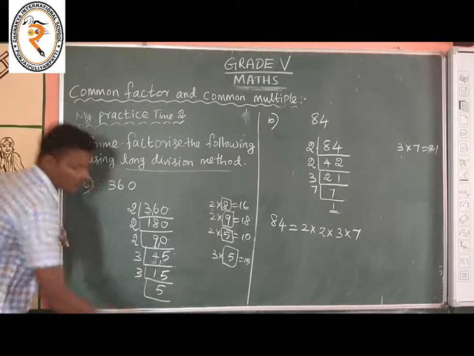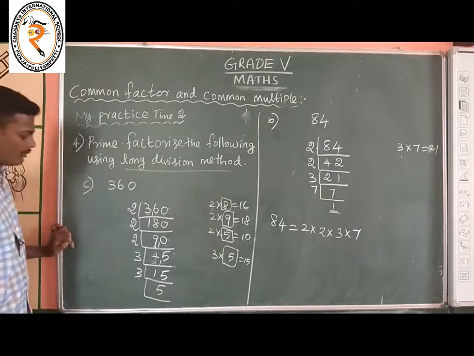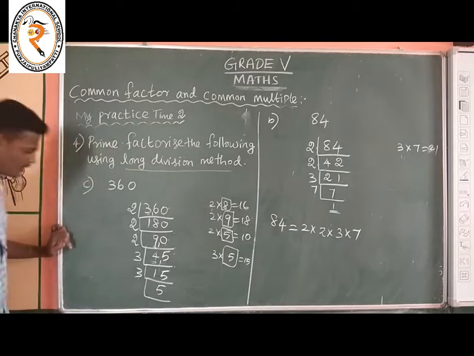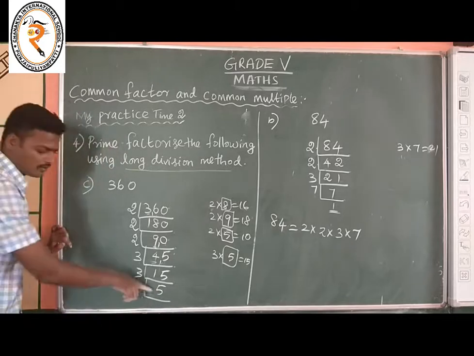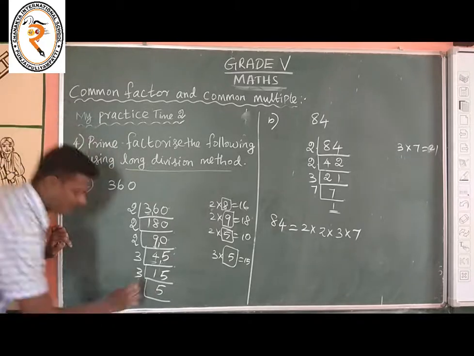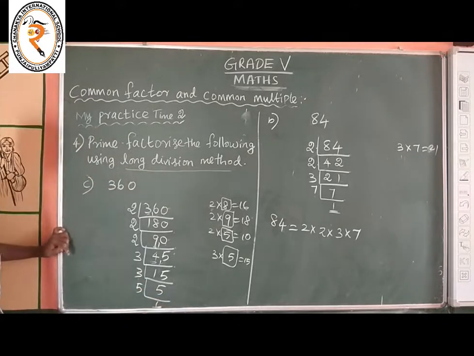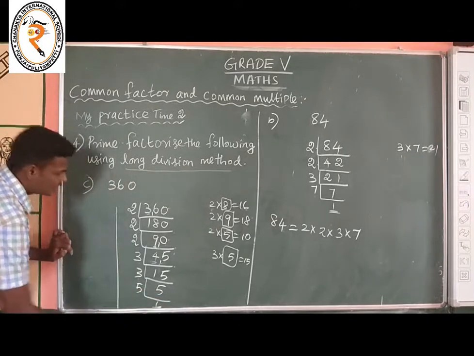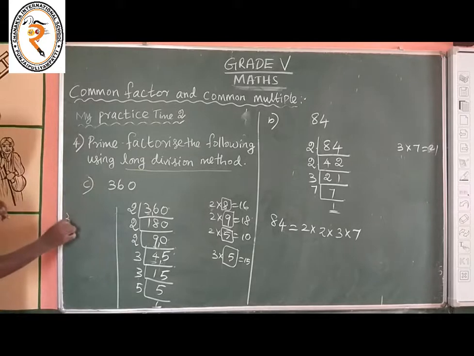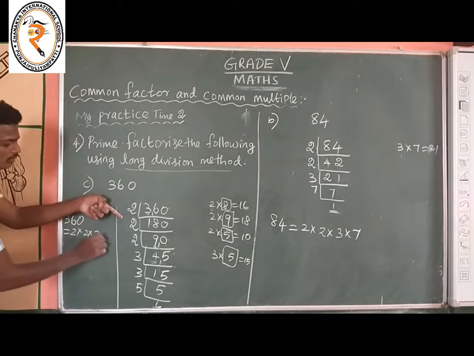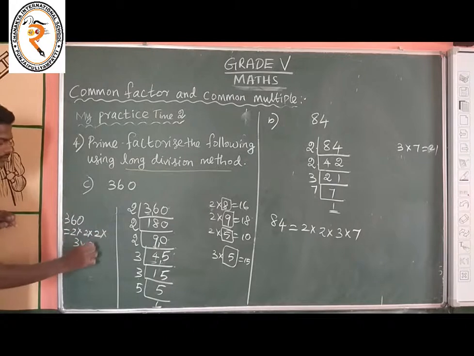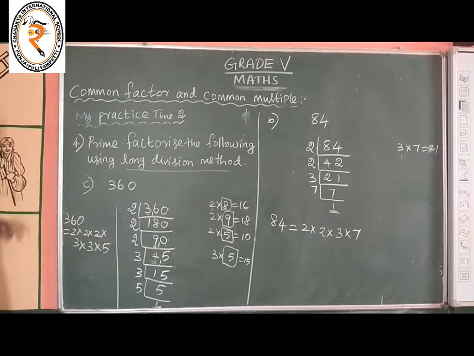So 5 is a prime number. A prime number does not come in other tables, only in the fifth table. So in the fifth table, 5 is 1 time. Therefore our answer is 360 equals 2 into 2 into 2 into 3 into 3 into 5.